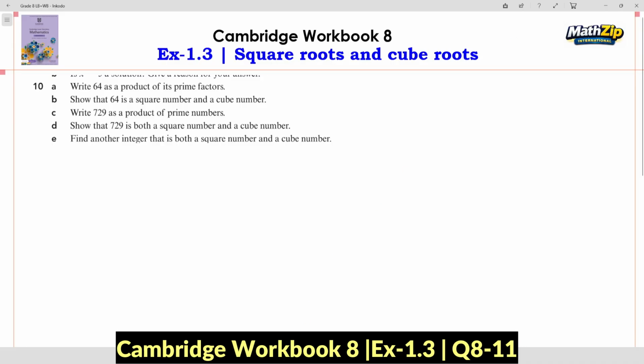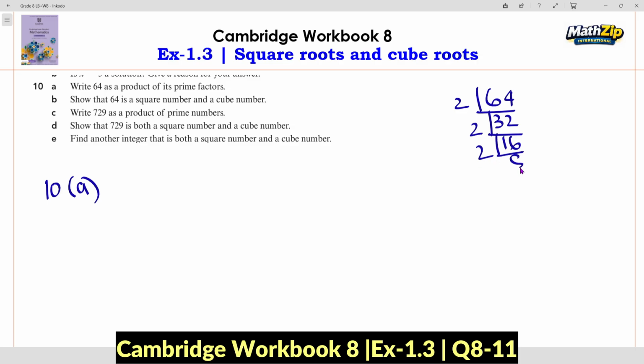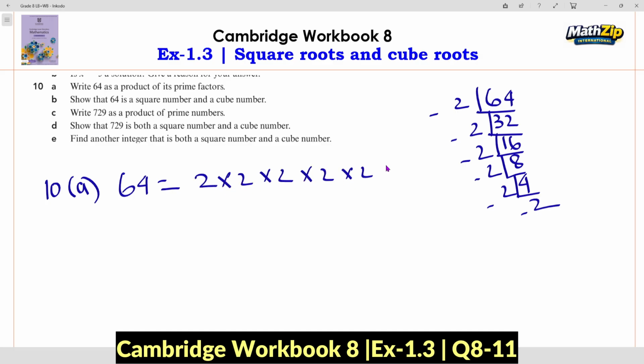Question 10. A. Write 64 as a product of its prime factors. 64 is an even number, so we can divide by 2, it will be 32. Again we can divide by 2, here is 16. Divide by 2, 8. Divide by 2, then 4. Divide by 2, we will get 2. So we can write this very smartly, like 64 equals 2 times 2 times 2 times 2 times 2 times 2.